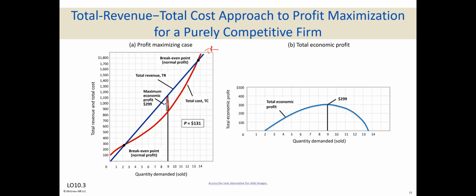If you graph the difference between these two curves on a separate figure, you realize that at 2 units, they are equal to each other. TR equals TC. That's why profit is 0. And as you increase production from 2 to 9 units, the distance between the two curves increases. At 9 units, it reaches the maximum. And then after 9 units, the distance between the two curves decreases. And they are equal to 0 between 13 and 14 units.